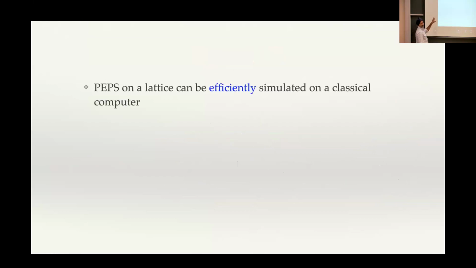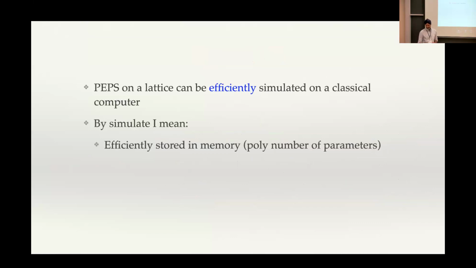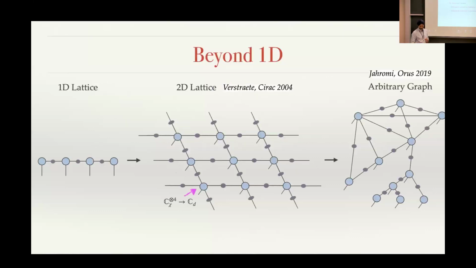Okay. So the claim is that this class of states can be efficiently simulated on a classical computer. So what do I mean by simulate here? I mean two things. One is it can be efficiently stored in memory, so I need a polynomial number of parameters in the number of spins. And second, I can efficiently compute expectation values of local observables, again in polynomial time.